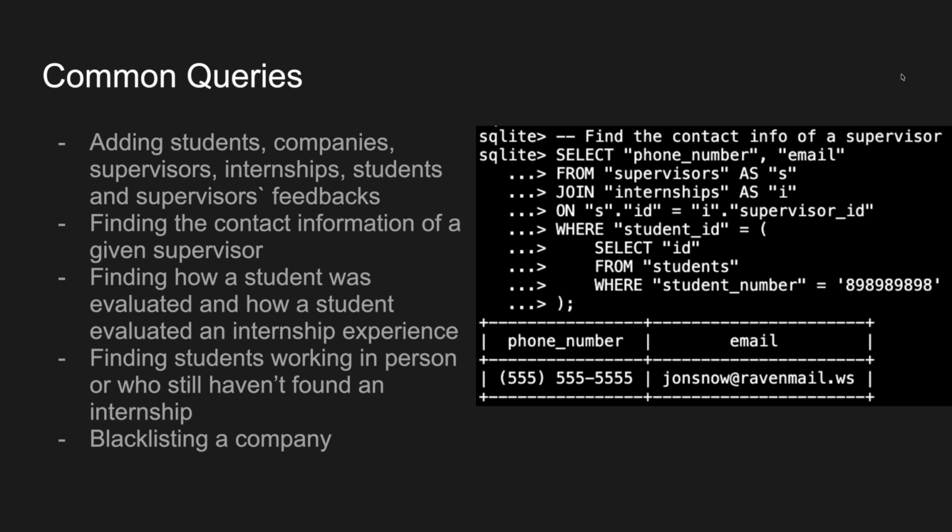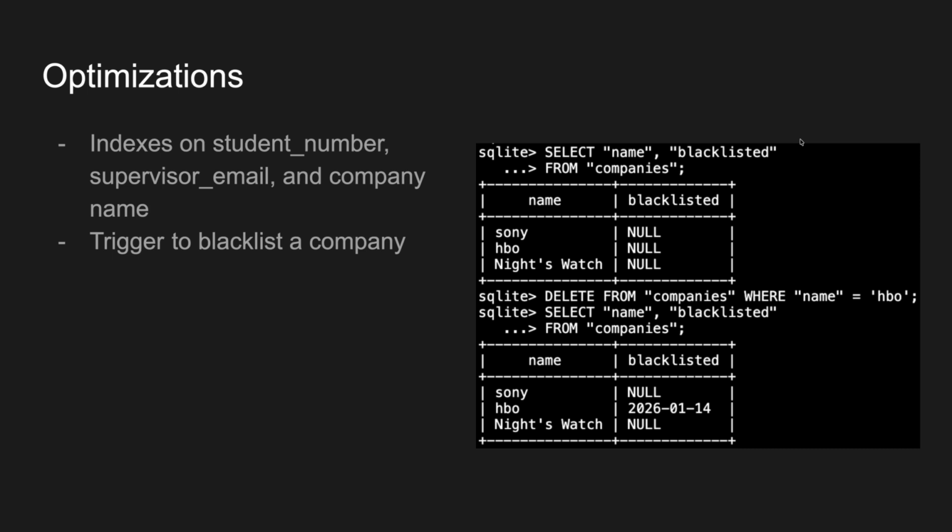Some common queries for this database are adding students, companies, supervisors, internships, and feedbacks, finding the contact information of a supervisor given a student's student number, as you can see on the example on the right, finding how a student was evaluated, finding students working in person or students who have or have not found internships yet, and blacklisting a company. Regarding optimizations, indexes were created on student number, supervisor email, and company name, which are unique over people's names.